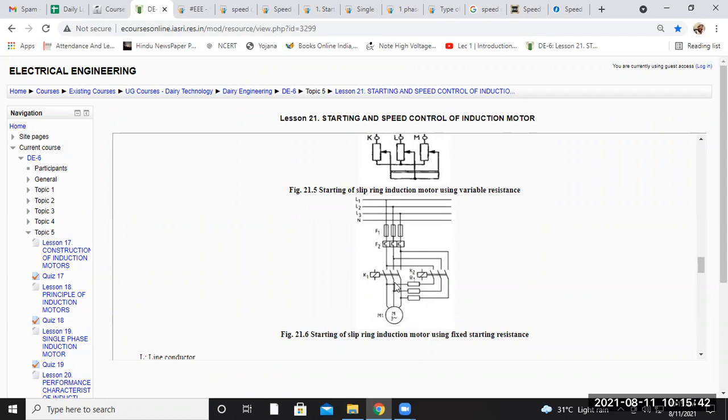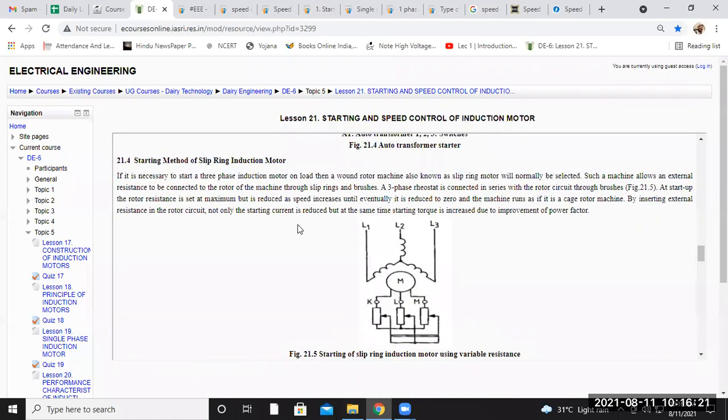If the resistances are connected in series with the rotor circuit, that means a low value of current will flow, because resistance will oppose the flow of current. As the number of resistances is increased at the starting condition, a lower value of current will flow in the induction machine. But as the induction machine gains speed, these resistances are cut out. That means resistances are reduced accordingly as the machine gains speed. In the last case, when the induction machine gains its full speed, all the resistances are cut out, or removed, and the machine will run in its normal condition. So this is the starting method of the slip ring induction motor.